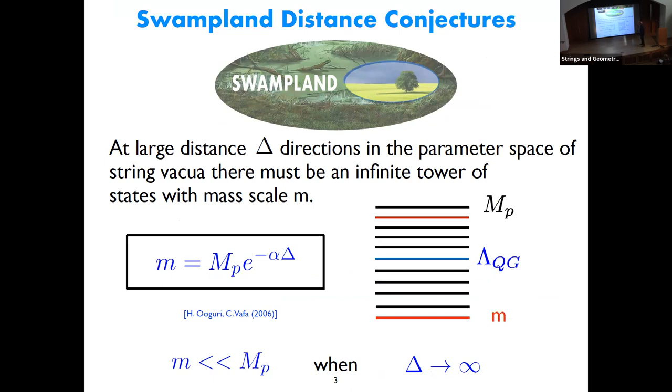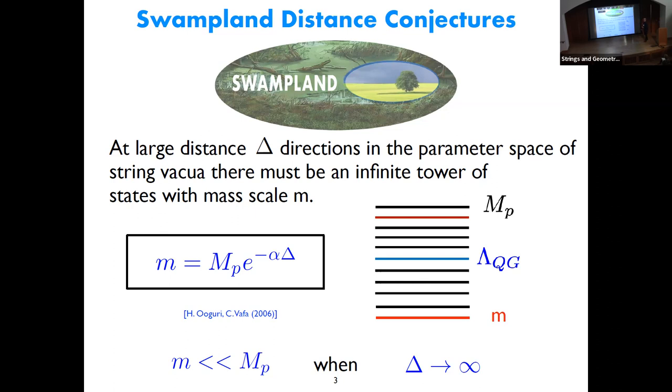I think the so-called swampland scenario provides a very nice setting for these general features, and I'd like to quote one of the most important swampland conjectures. It is called the swampland distance conjecture. I think you all know that at large distance in the parameter space of quantum gravity or string vacua, there must be an infinite tower of states with some typical mass scale m. This mass scale m depends exponentially, as e to the minus alpha delta, on the distance. So obviously, for large field extensions, for large distances in the moduli space, in the field space, this mass scale m can become very low.